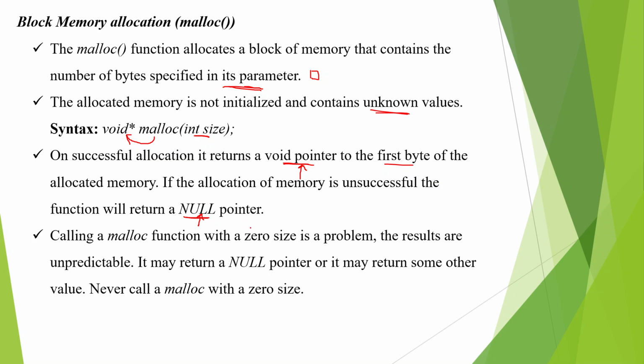Don't give zero size to this malloc function. We must give at least 1 byte as size. Don't give 0. If you give 0, the result is unpredictable. There is a possibility that your program may crash, or you will get some abnormal behavior from your program. So avoid giving 0 to the malloc function, just to avoid any confusion or unpredictable response from the program. Hope you understood malloc.